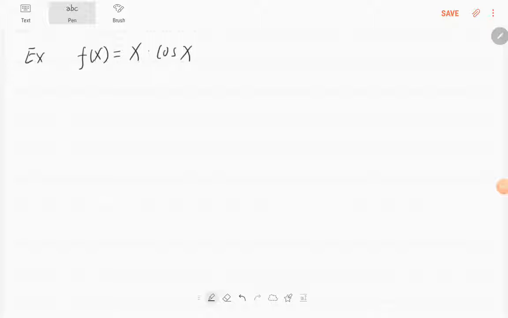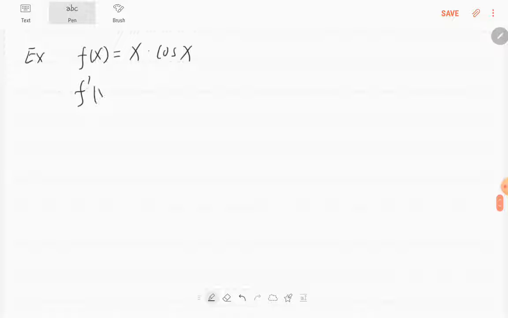Now let's look at some examples to help you become familiar with the product rule and the quotient rule. The first example: f of x equals x times cosine x. This function f is the product of two functions. One is x, the other one is cosine x, right? So if you take the derivative, we can use the product rule.